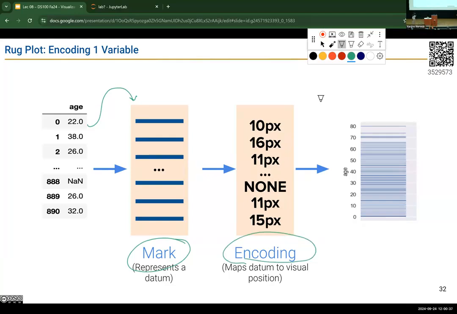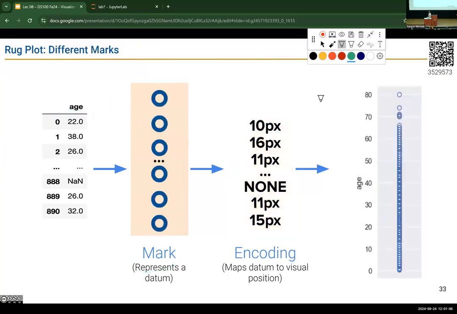So I would say that, okay, for this specific age of 22, put it in the pixel 10 position from the bottom. Not pixel 10, pixel 10 would be somewhere here, 22. It will basically take one marker, encode it into location, and that's how the rod plot is actually created. We could go ahead and change how we're using the marker or the encoding.